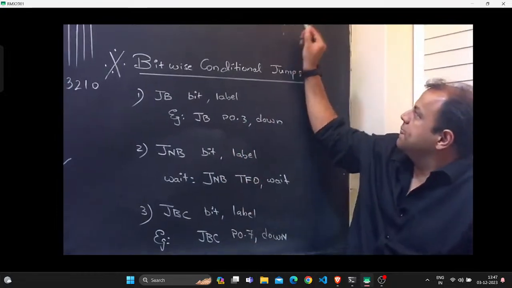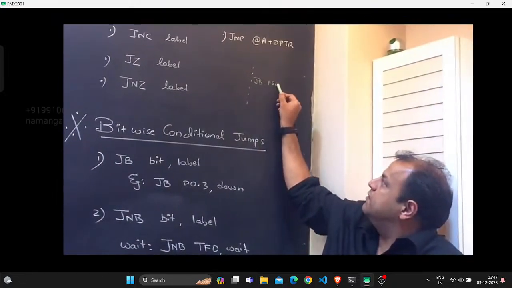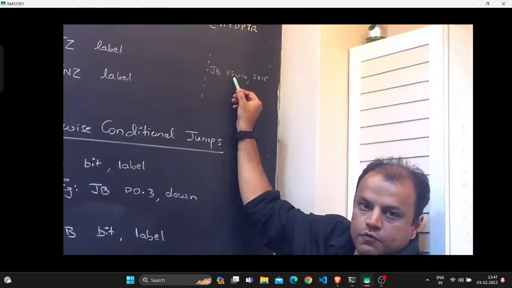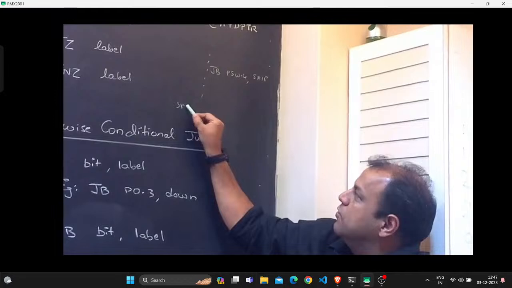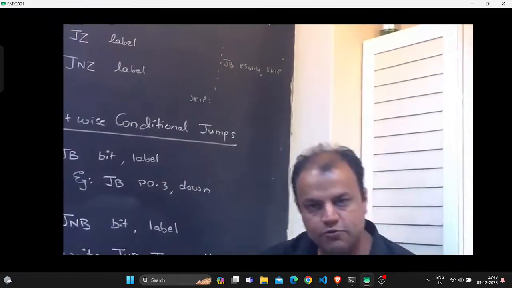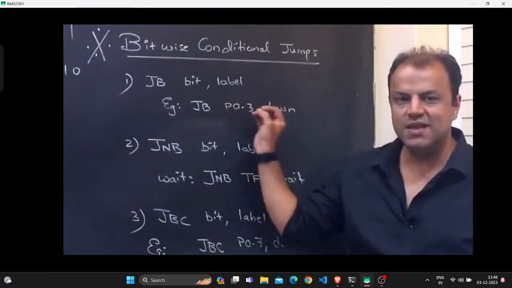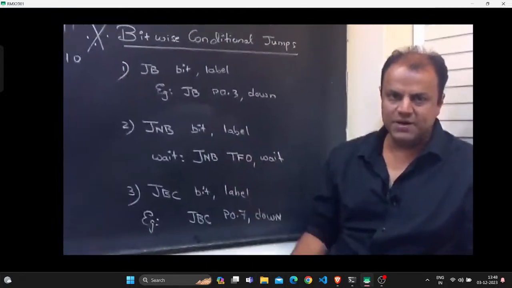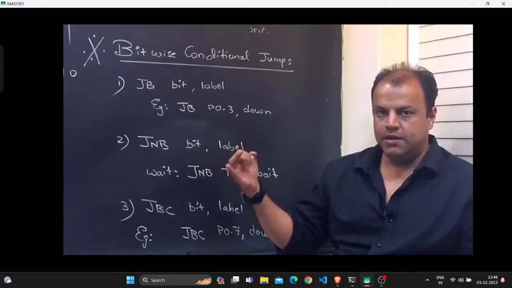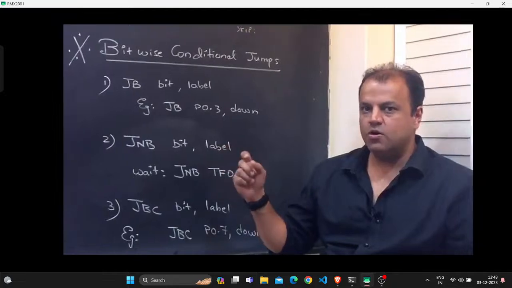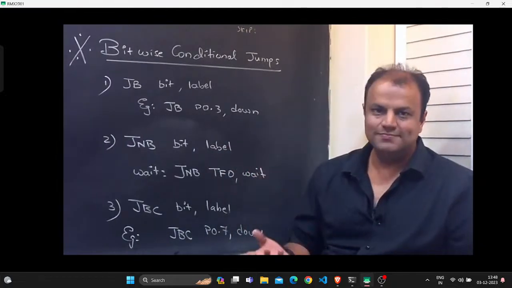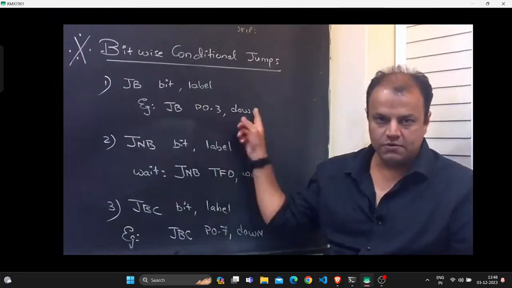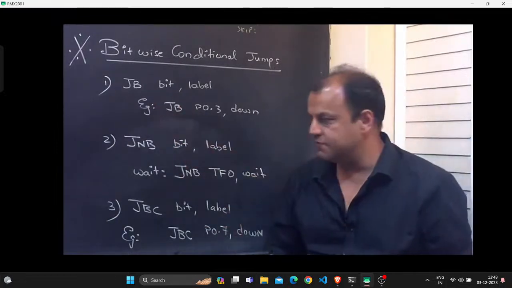This is your program. You've written JB PSW.4, skip. If PSW.4 is 1, the program will take a jump to the location skip. Otherwise, we'll simply go to the next location. Please tell me, are you clear? So it's checking a single bit. That's why it's called a bitwise conditional instruction. It can be any bit of any register, whichever is bit addressable, of course. A, B, PSW, P0, P1, P2, P3, SCON, TCON, IE and IP are bit addressable. Out of those registers, it can check any bit and go to whatever location you've written. So that is JB, jump if bit.